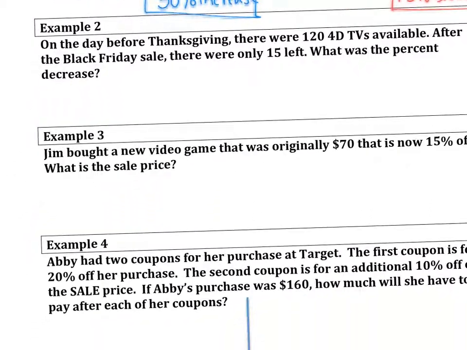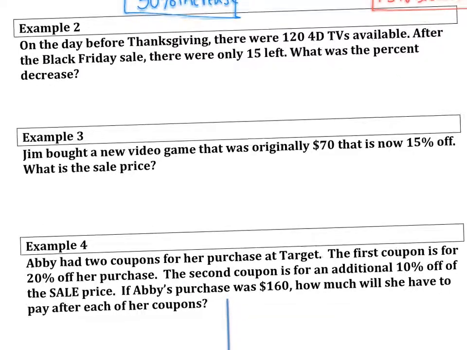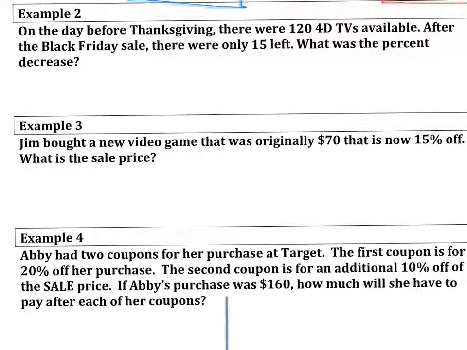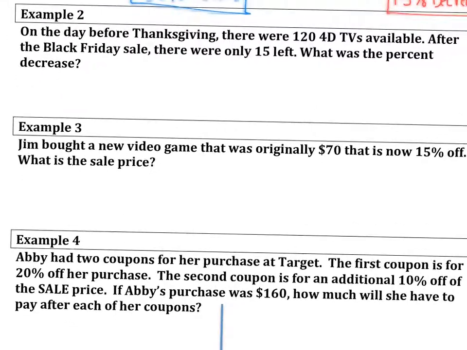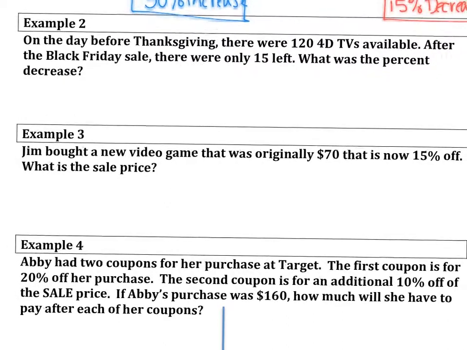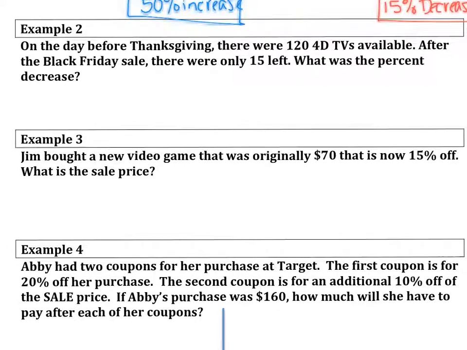It says, on the day before Thanksgiving, there were 120, I'm sorry, it's a little crooked here. There were 120 4D TVs available. After the Black Friday sale, there were only 15 left. What was the percent decrease? So notice that it tells us that it's percent decrease. When that's the case, you don't have to indicate it at the end, but certainly it's okay to do so.